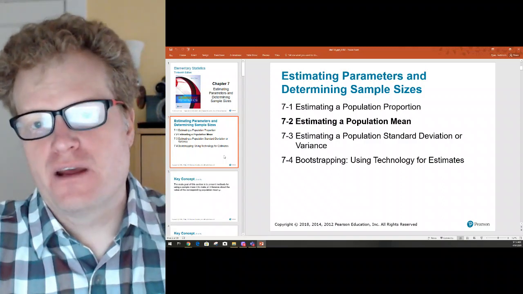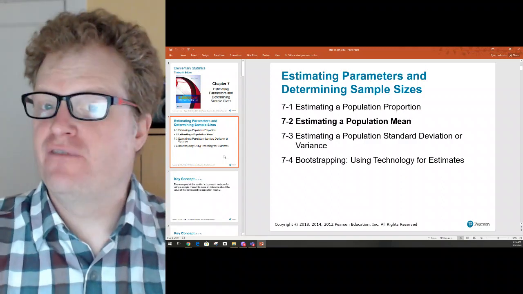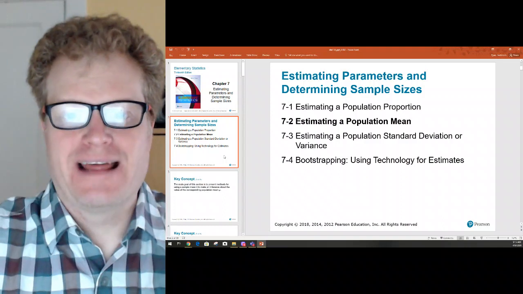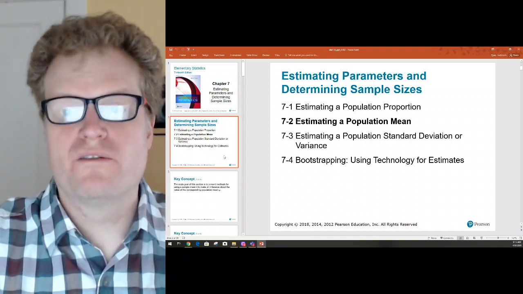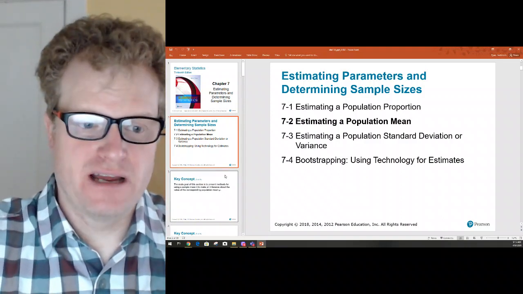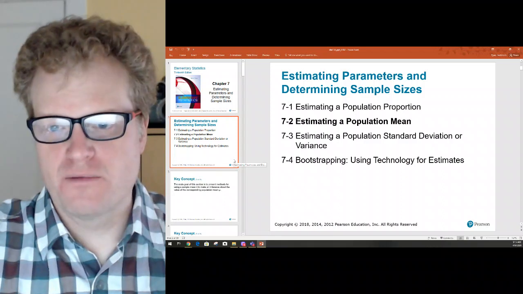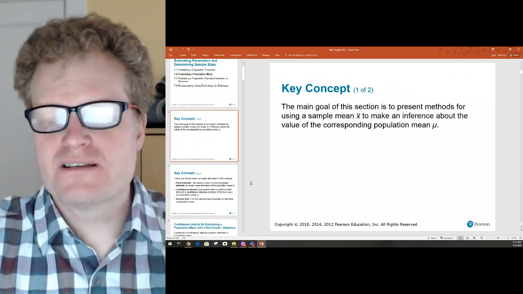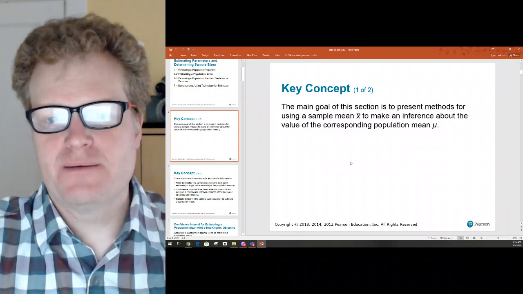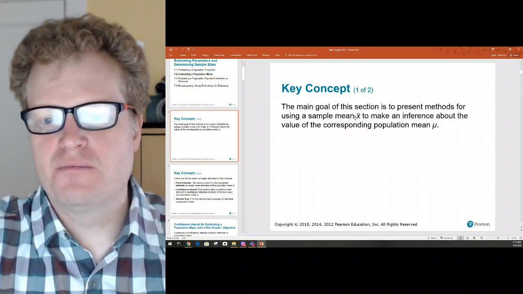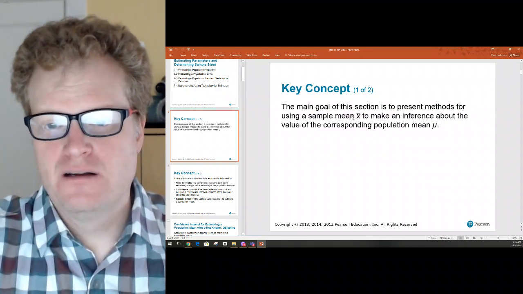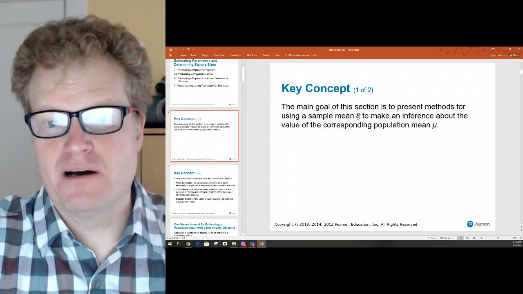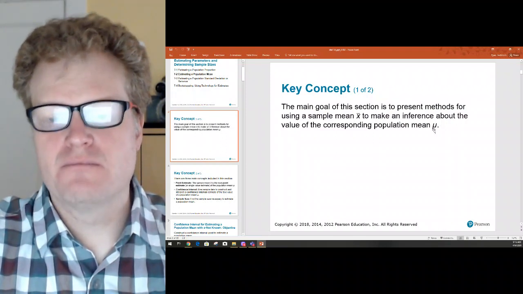If we were going to do a confidence interval on the variance, that'd be fine, but that's actually in Math 150, Stats for Life Sciences, and that's beyond the scope of this course. It works the same way as we did before, except that you're using your sample mean, which is x bar, to make an inference about the corresponding population mean mu.